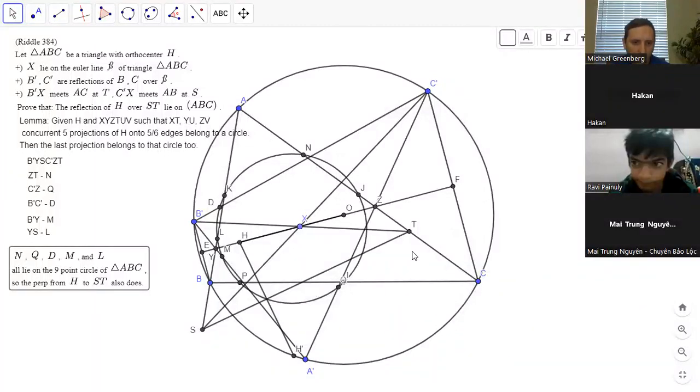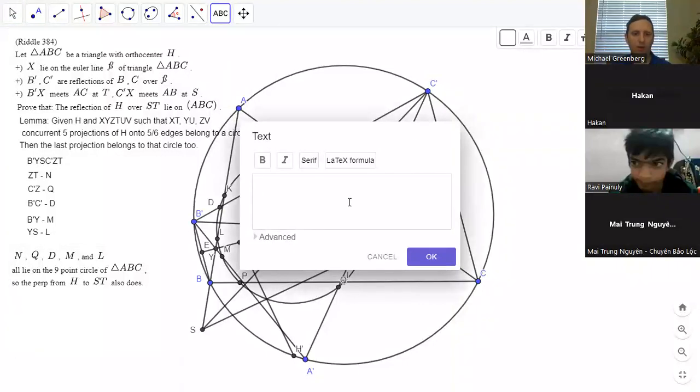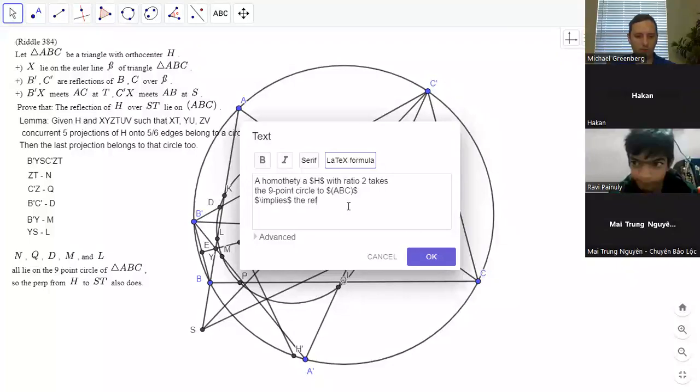And so by a homothety from H, so I'll just finish by saying this: a homothety at H with ratio 2 takes the 9-point circle to ABC, and that implies the reflection of H over ST.